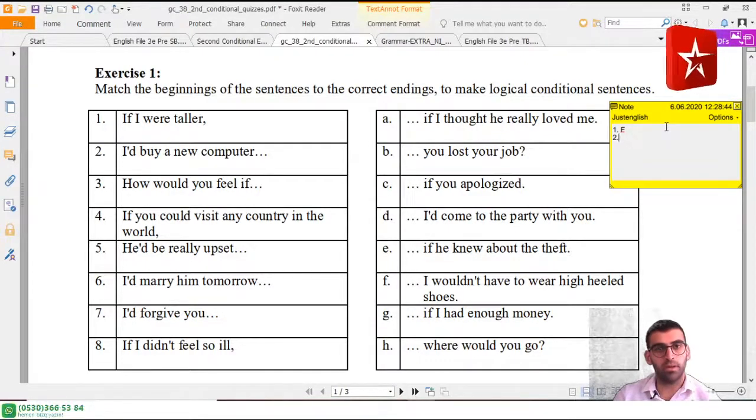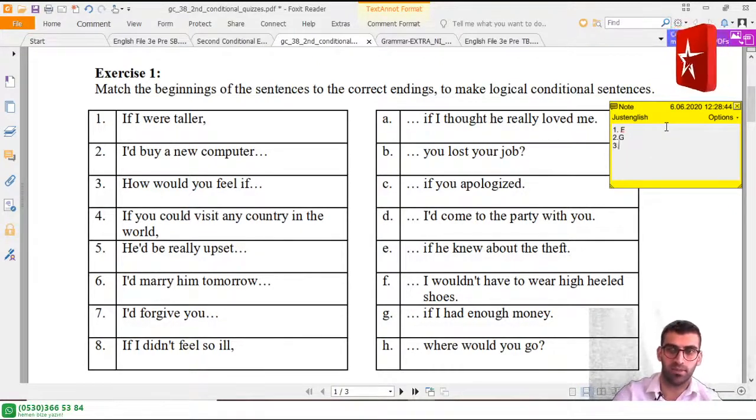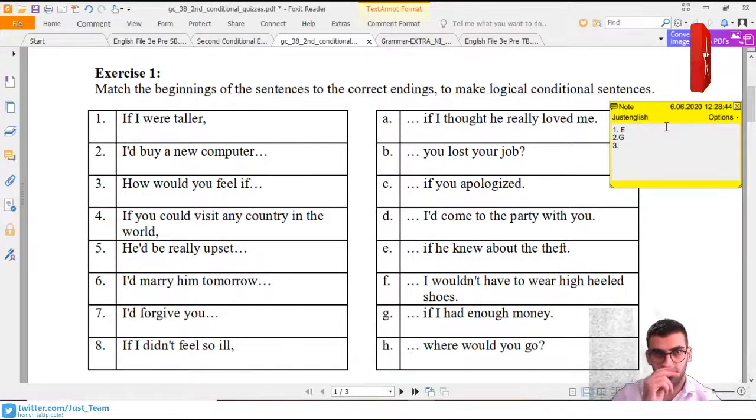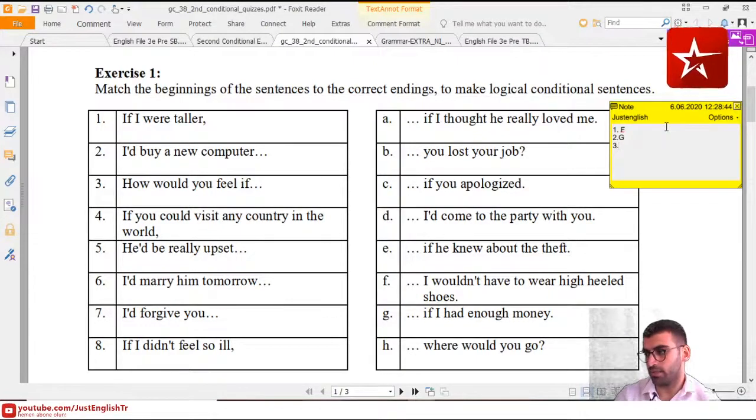I would buy a new computer. Yusufa says it is G, if I had enough money. Tuko and Sıla say the same answer, and I am waiting for the rest of the students for the other answers. Okay, number 2, I would buy a new computer. Yes, G is a correct answer. If I had enough money, I would buy a new computer. That is the correct answer, guys.